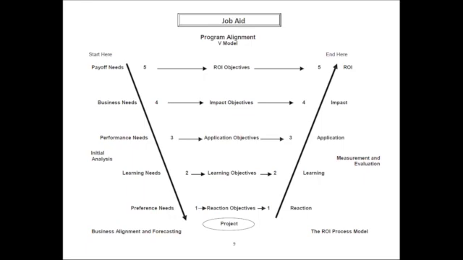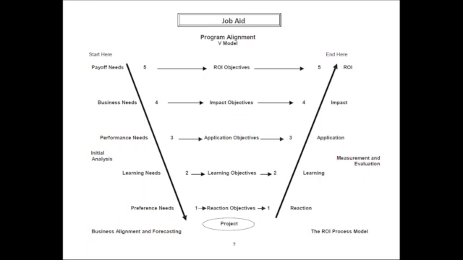This is a V model. It shows the alignment with the objectives. So basically, we're showing the connection between needs assessment on the left side, evaluation on the right side, and the transition are those levels.